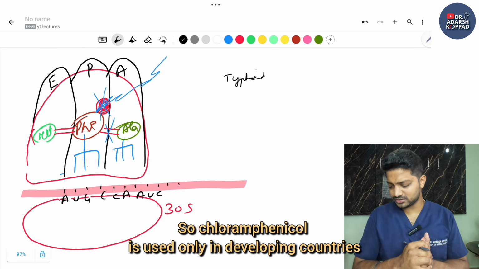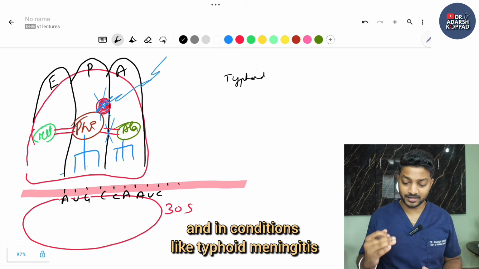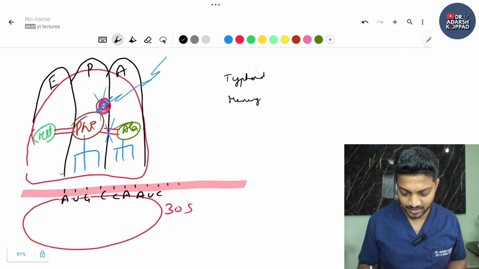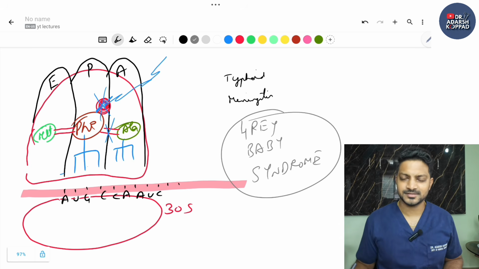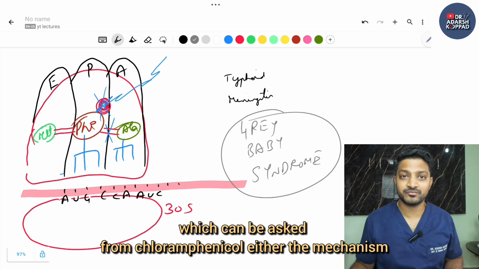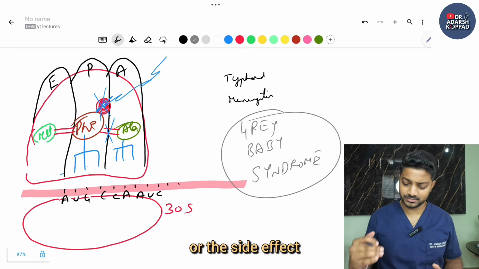So chloramphenicol is used only in developing countries and in conditions like typhoid, meningitis. And I want you to remember a specific side effect that's called gray baby syndrome. This is the only question which can be asked from chloramphenicol, either the mechanism or the side effect.